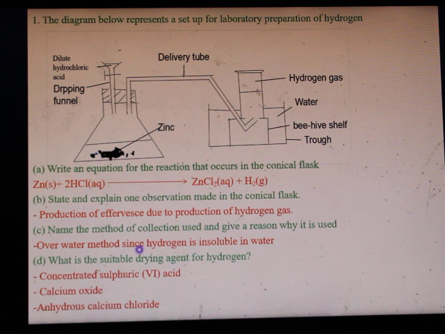And the reason is because hydrogen is insoluble in water. Question D. What is the suitable drying agent for hydrogen? So hydrogen is a neutral gas and it can be dried by use of any drying agent. One is concentrated sulfuric acid. You can also use calcium oxide, and indeed you can also use anhydrous calcium chloride.